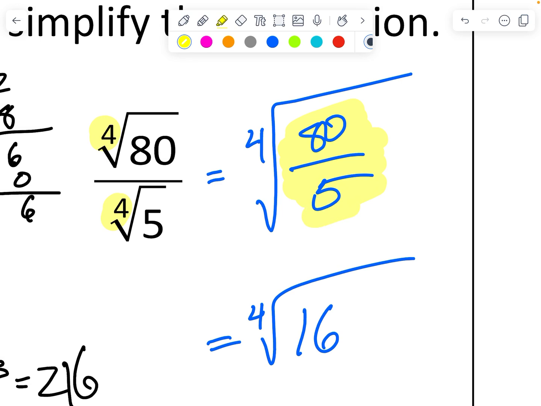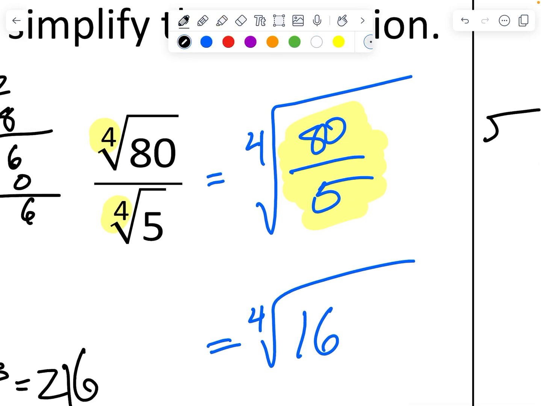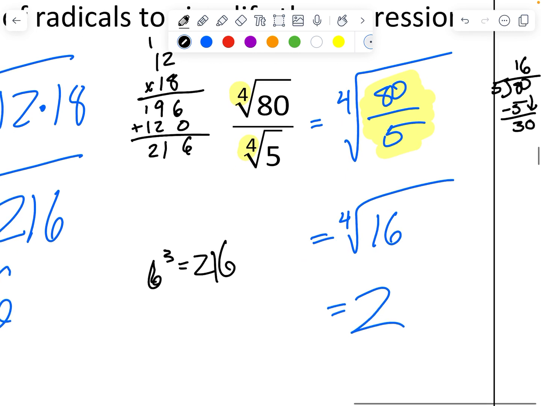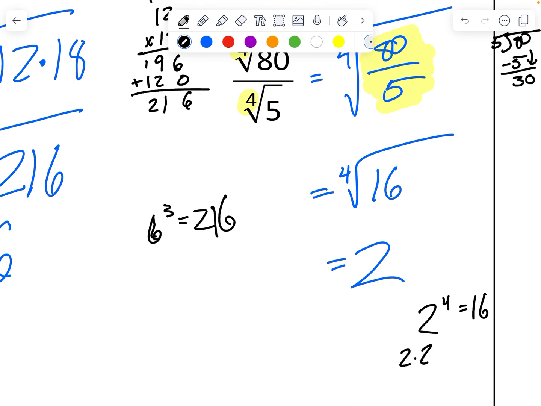And I know 80 over 5 is 16. If you don't know, you can always move to long division. 5 goes into 8 once. Multiply 1 times 5 and subtract. Bring down the 0. 5 goes into 30 6 times, and the fourth root of 16 is 2, because 2 to the fourth is 16, right? 2 times 2 times 2 times 2 is 4 times 4 is 16. Okay.